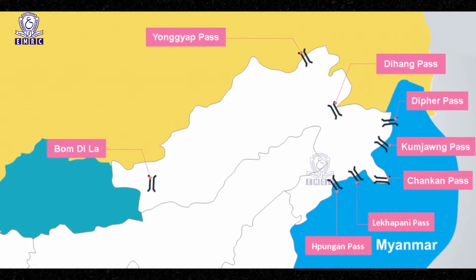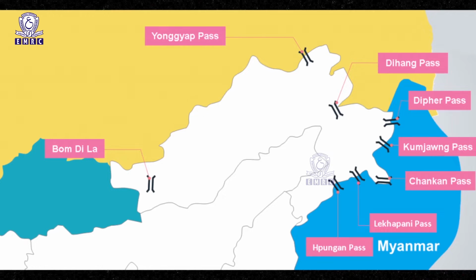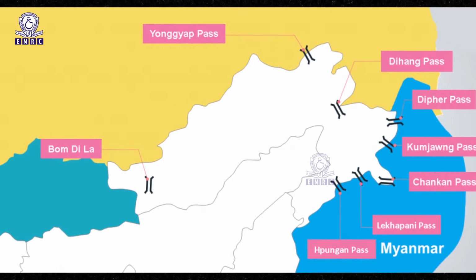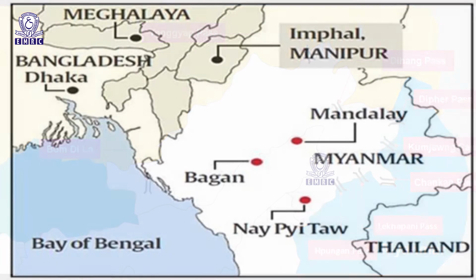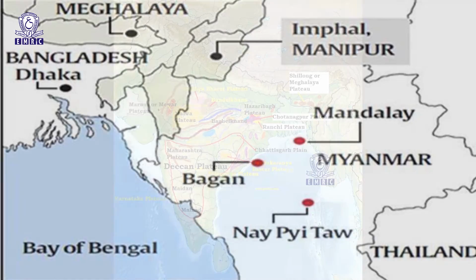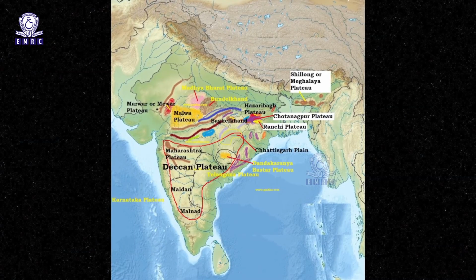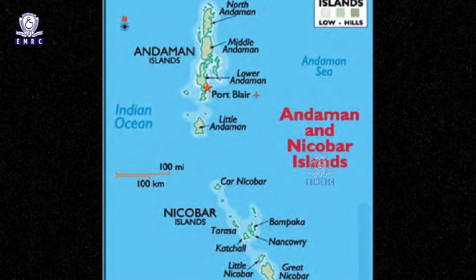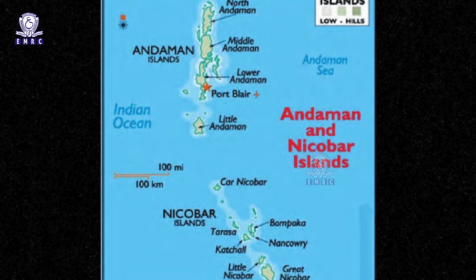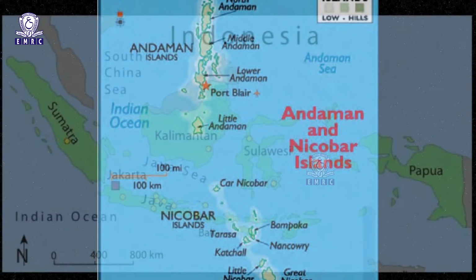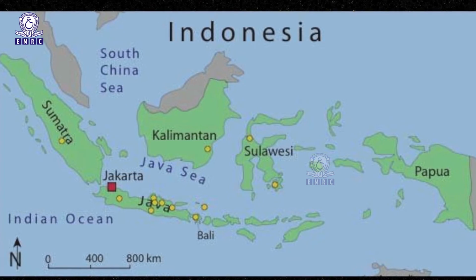Northern Myanmar is connected through Diphu, Hpungan, Chaukan, Pangsau and Likhapani passes of Arunachal Pradesh. Southwards, a pass joins Imphal with Mandalay. The Purvanchal is joined by the Meghalaya plateau in the west. The extension of the Myanmar mountain chain continues southward up to the Andaman and Nicobar Islands and even up to the archipelago of Indonesia.